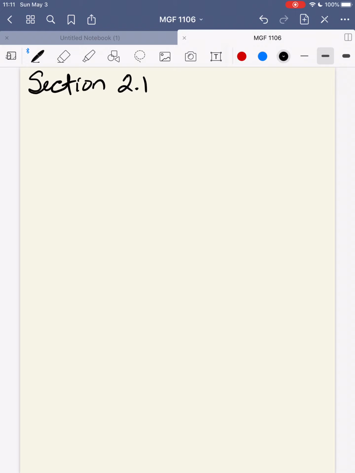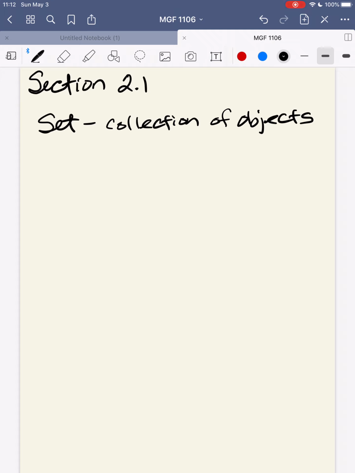All right, so we're going to start off talking about section 2.1, which is our basic set concepts. Basically, this involves a lot of terminology that we need to know before we start talking about these things called sets. A set is a collection of objects. That's all it is. It could be numbers, physical objects, words, all sorts of things.